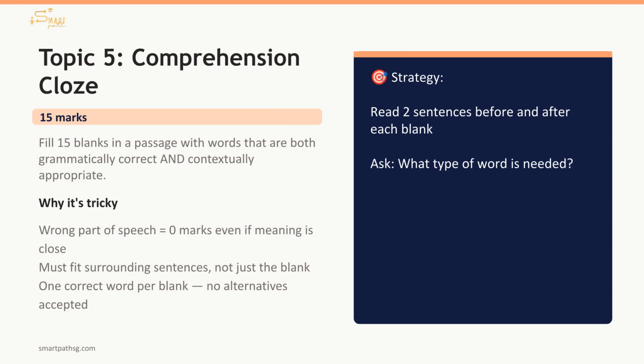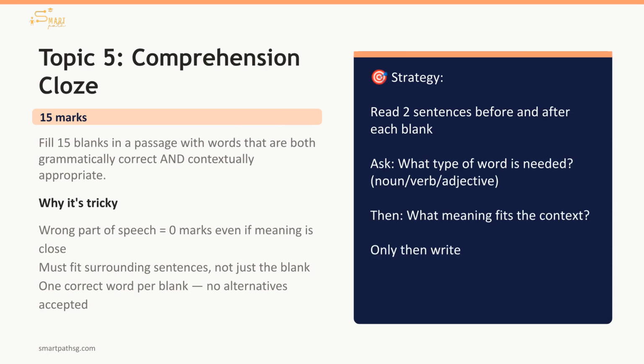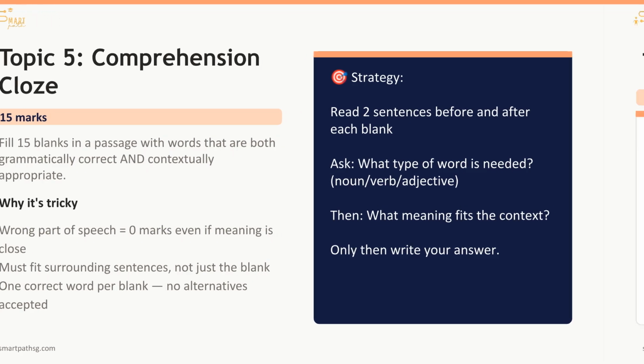Comprehension Cloze is worth 15 marks, filling 15 blanks in a passage with words that are both grammatically correct and contextually right. Getting the meaning but wrong word form scores 0. Remember to always check the part of speech first.